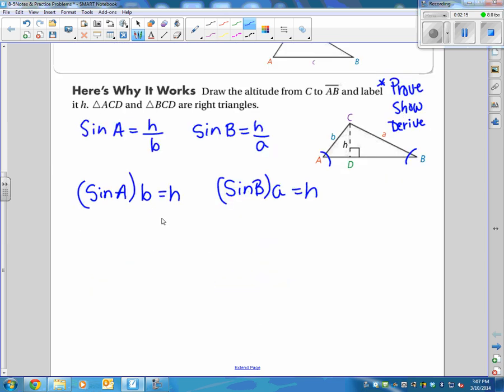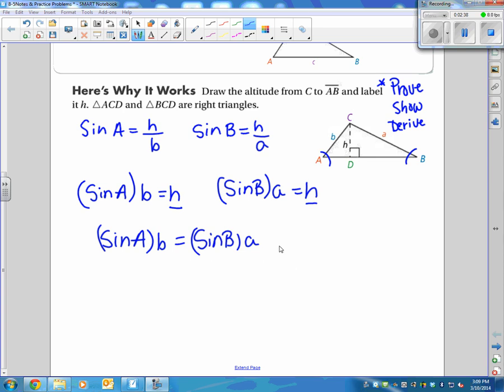And now I have these two both equal to h, and because of that, I can use substitution and set them equal to each other. So I have the sine of A times b is going to equal the sine of B times a.